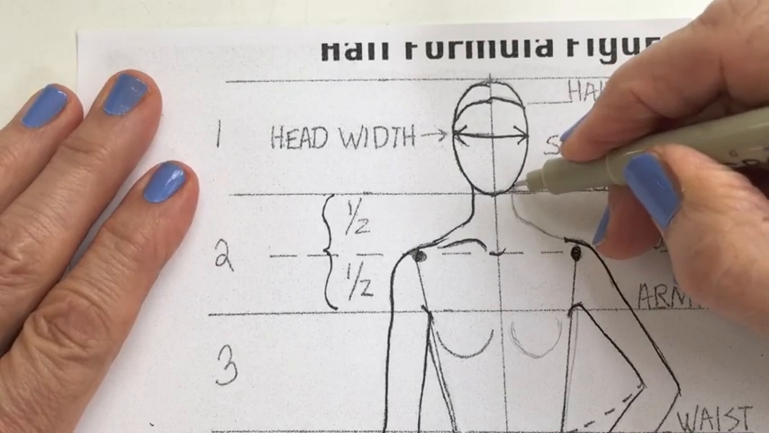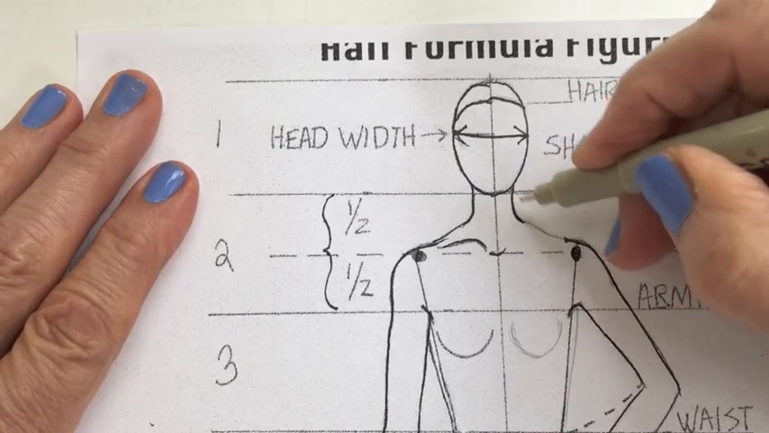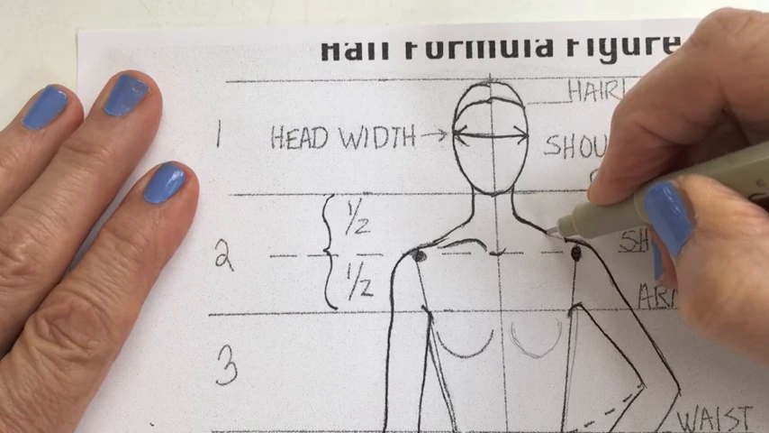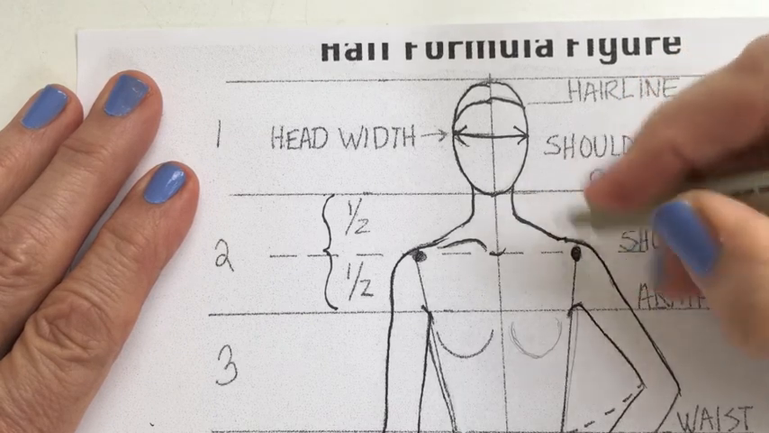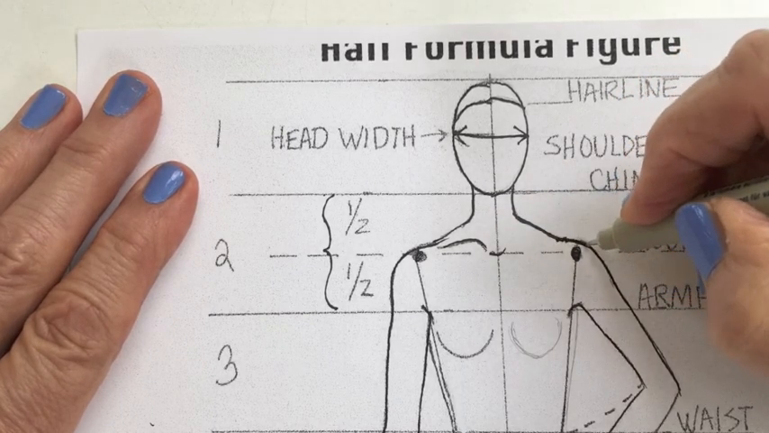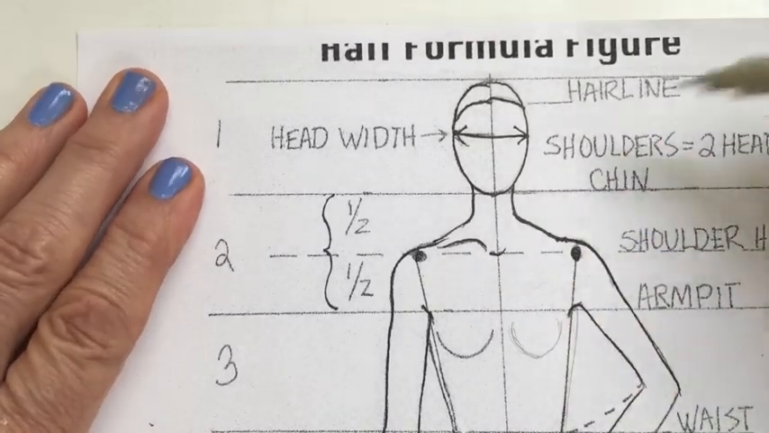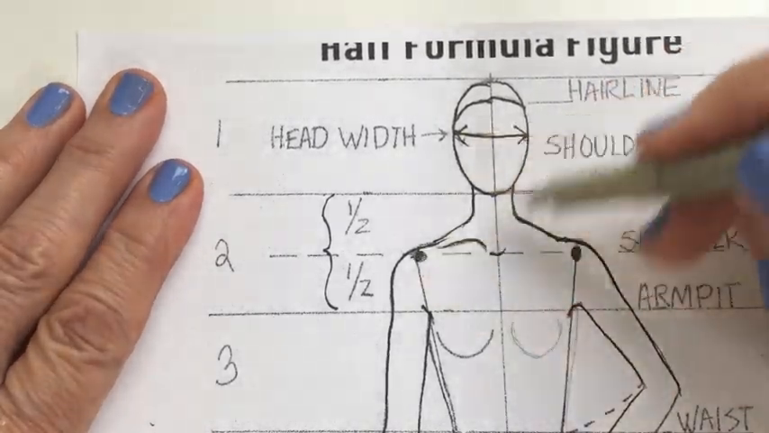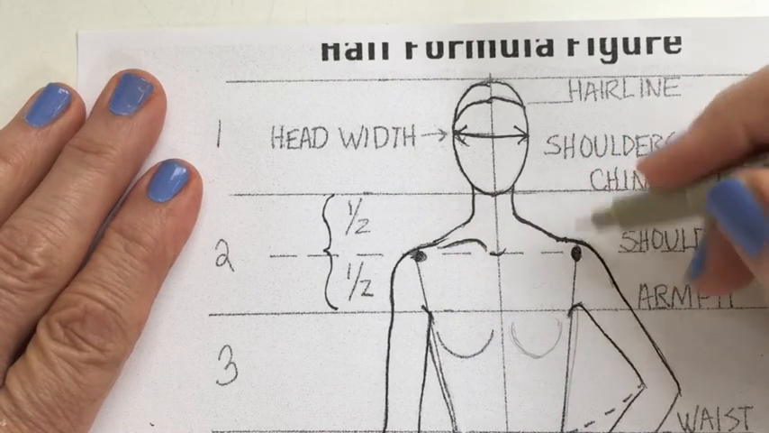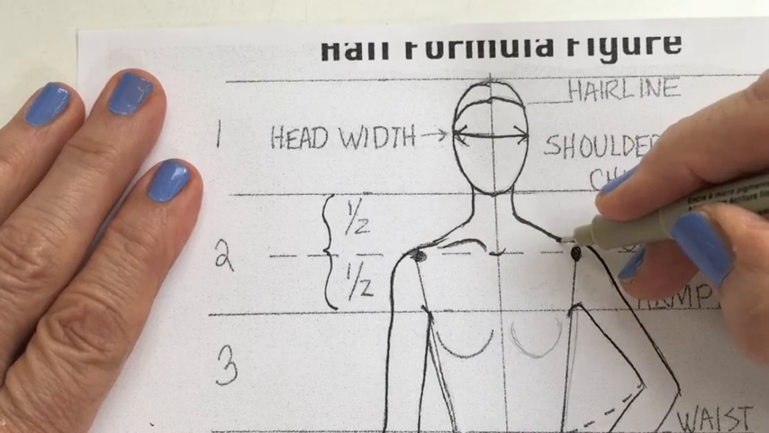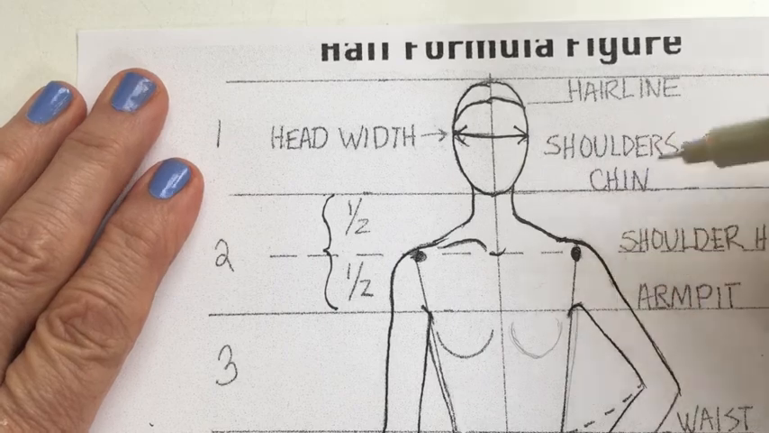The neck is a cylinder that tapers slightly, and then there's the shoulder slope, and then it goes in around the shoulders. So the shoulders are 2 head widths wide, and then when you draw the shoulders around it, that includes the muscles.